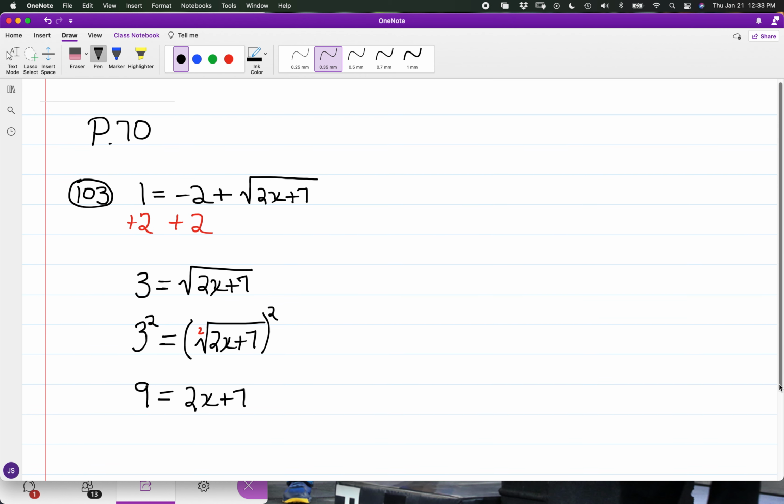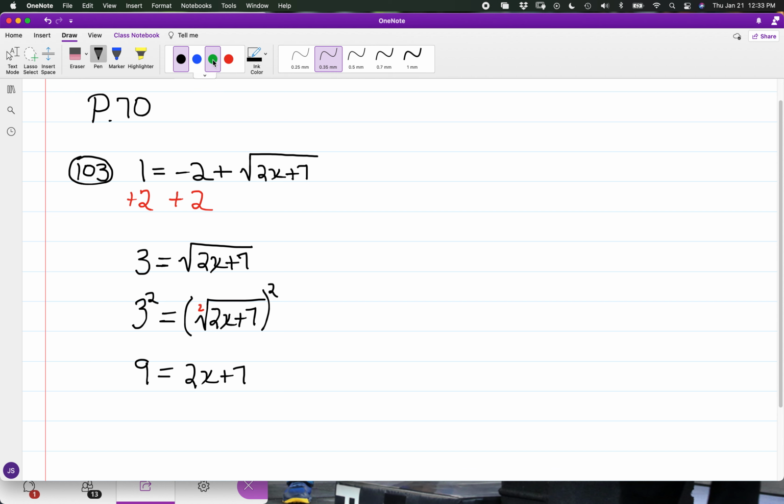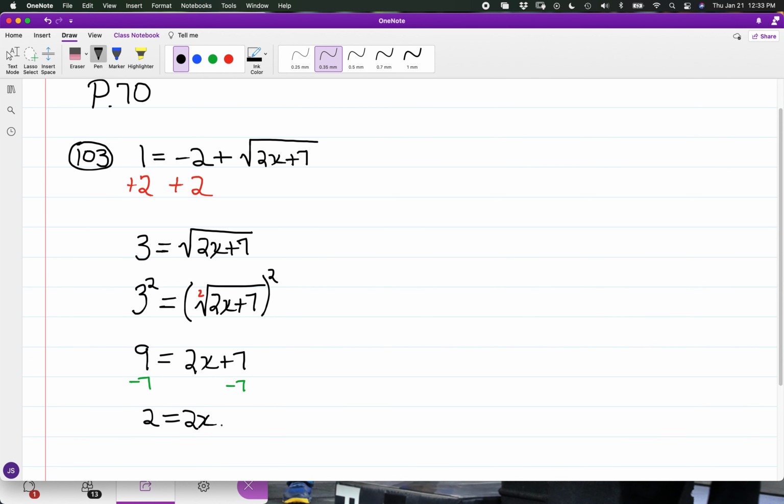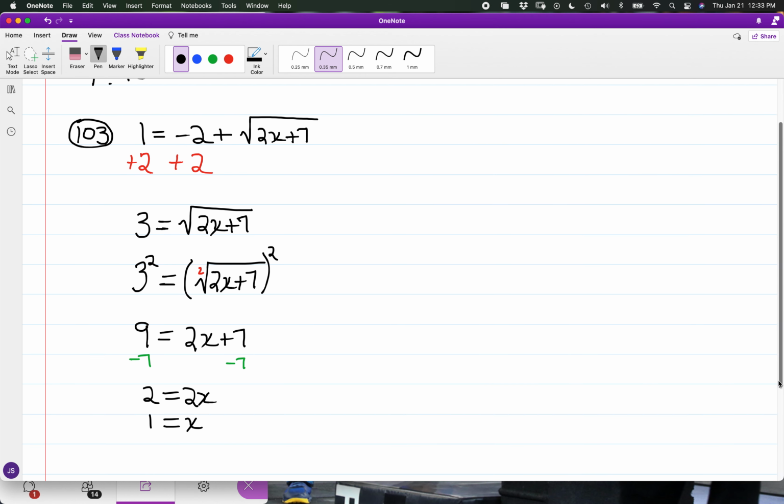And just taking what we have and isolating the x terms, so we have 2x plus 7 is equal to 9. Taking 7 away from both sides, we have that 2 is equal to 2x. And with division by 2, we're going to have that 1 is equal to x. And so we're going to have a solution for x, which is 1.